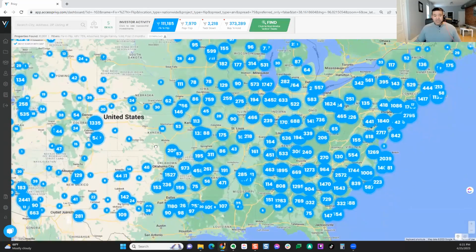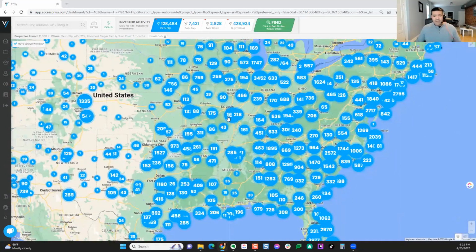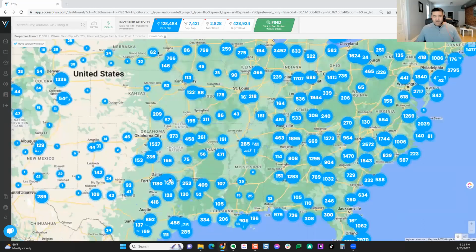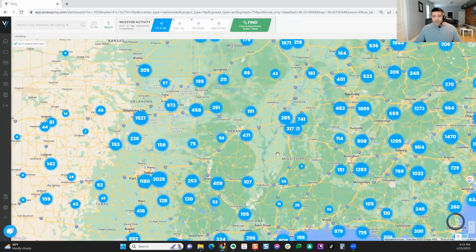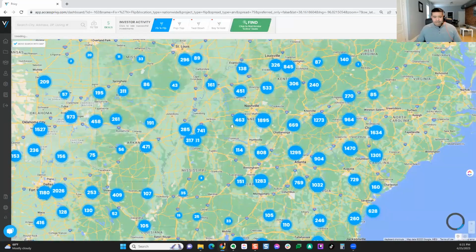So some of the areas you should consider are areas like Kansas City, St. Louis. I actually happen to be sitting in St. Louis right now. I live in Denver, but I started buying stuff virtually from Colorado in St. Louis because it was a high investor activity area, and I was looking to add another market to my portfolio. Oklahoma City, Dallas, Fort Worth. Look at that, over 2,000 deals. Nashville is a pretty hot market.